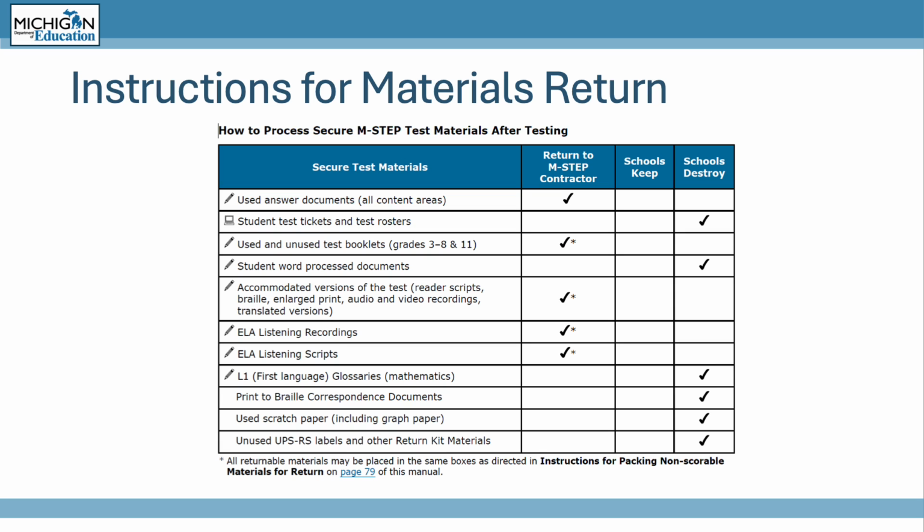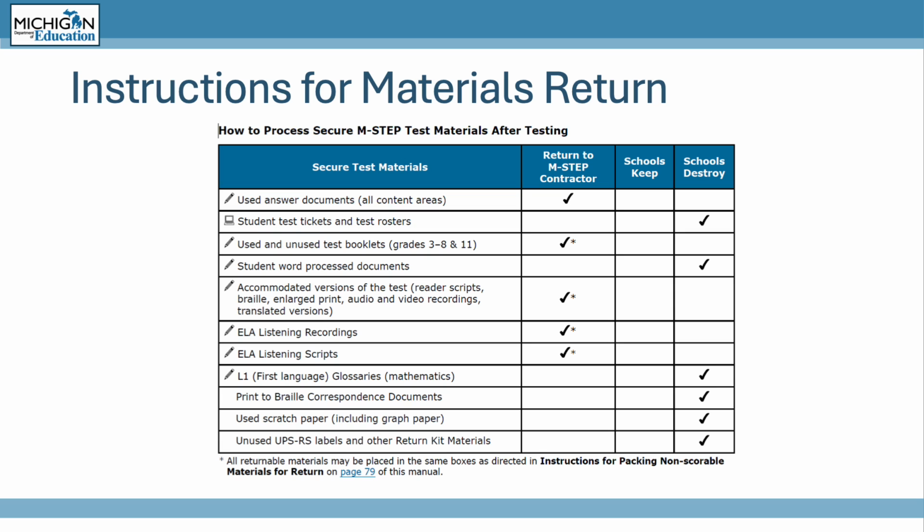If you have anything on your packing list that's not included in your shipment, you need to let us know as soon as you get your materials. Don't wait until after testing and then you don't have what is expected to be returned. If you have any issues with your inventory, send an email to md-oeaa@michigan.gov.